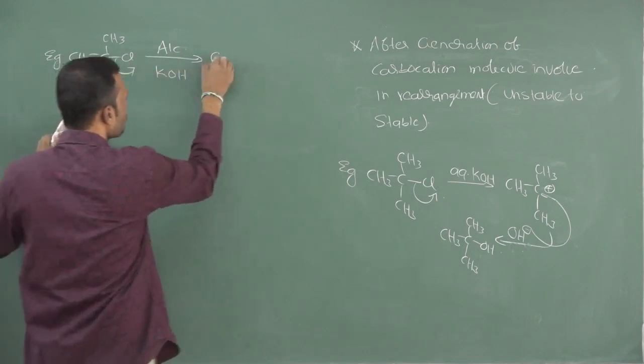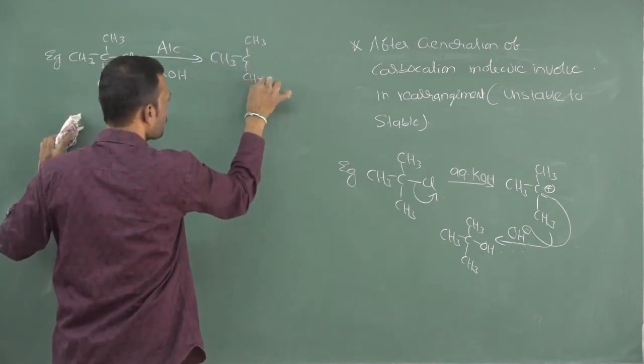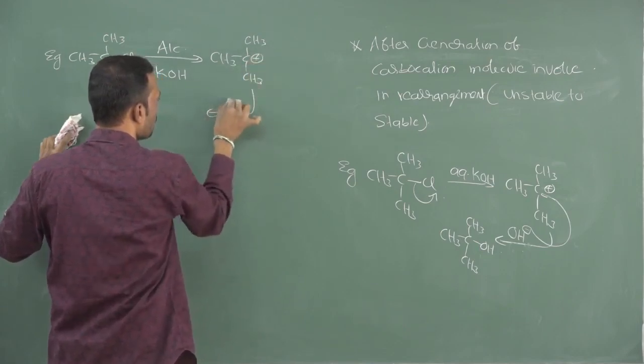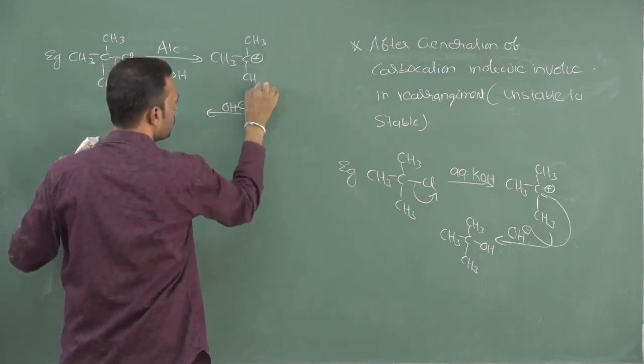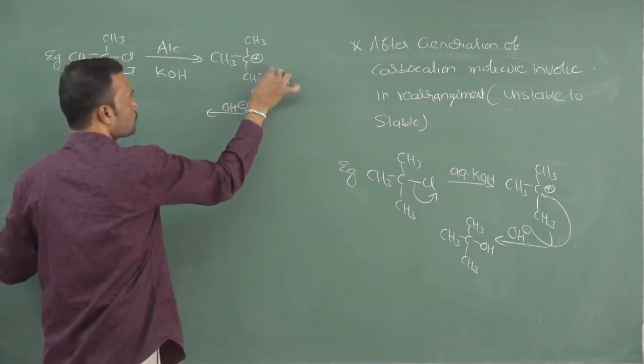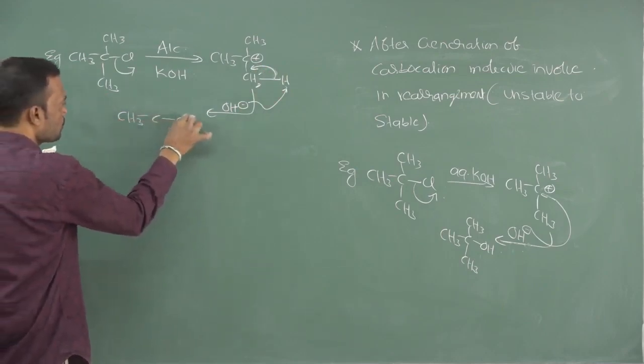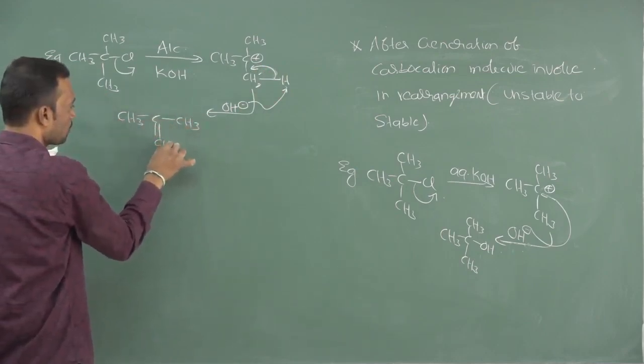Now it is a basic reagent. First chlorine is removed. The first step remains the same. This is CH3 and this is plus. Then OH minus, now it is basic in nature. This will take this proton and this will migrate out. Now you will get an olefin. So can I write it like this? Carbon with CH3 and here carbon double bond.